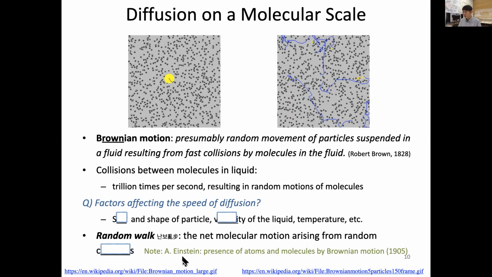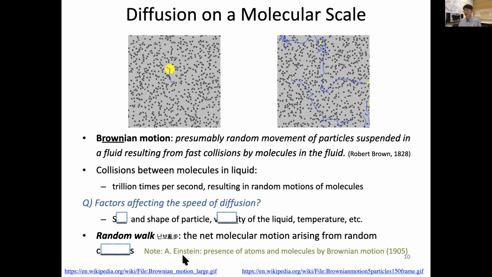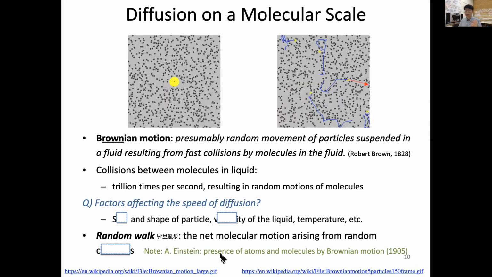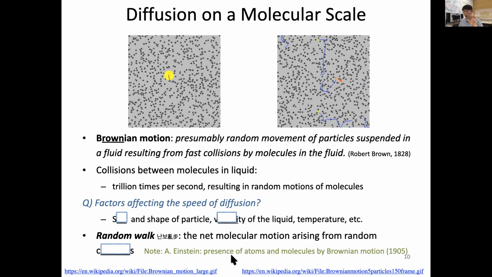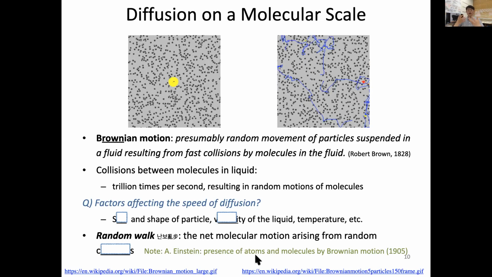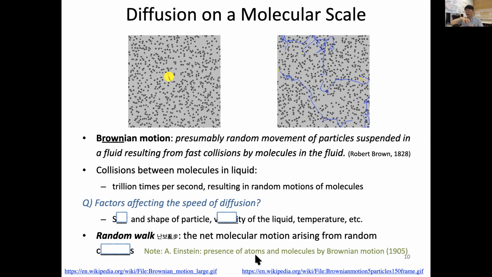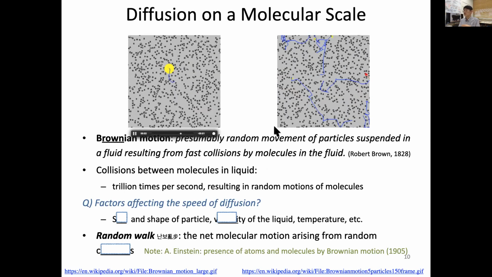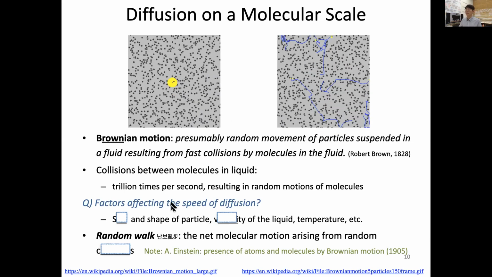Later, in 1905, Albert Einstein contributed a lot by proposing that this is evidence of the presence of atoms and molecules, resulting in Brownian motion at a macroscopic scale. So considering these two phenomena, what factors can affect the speed of diffusion?